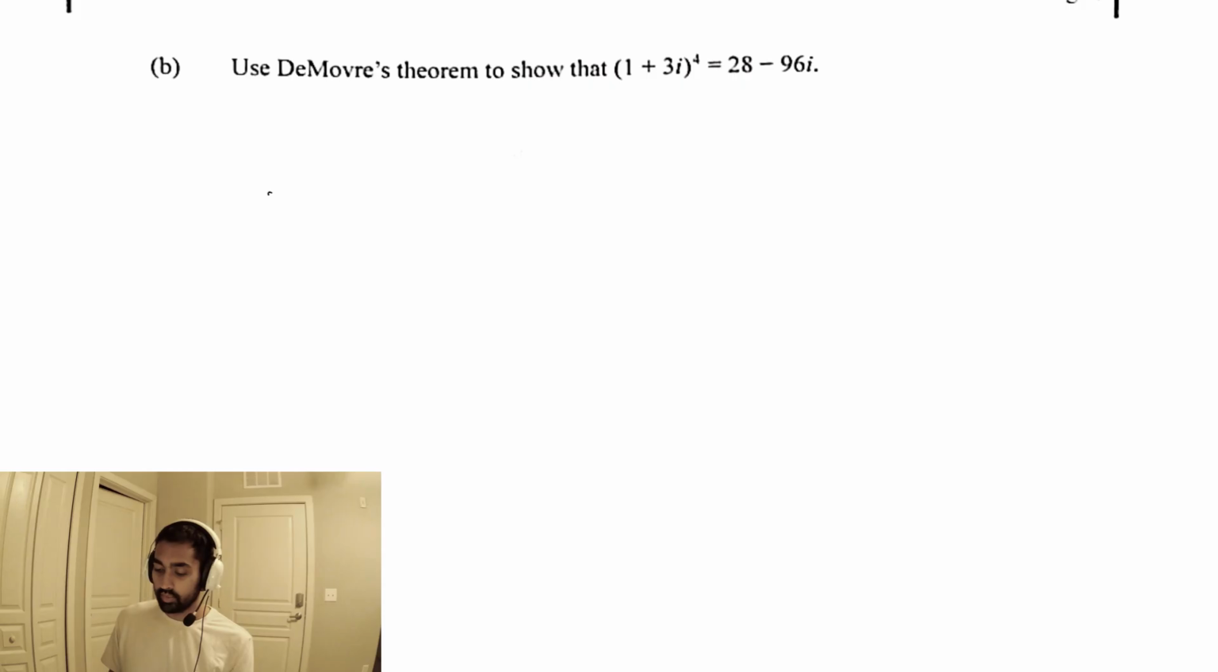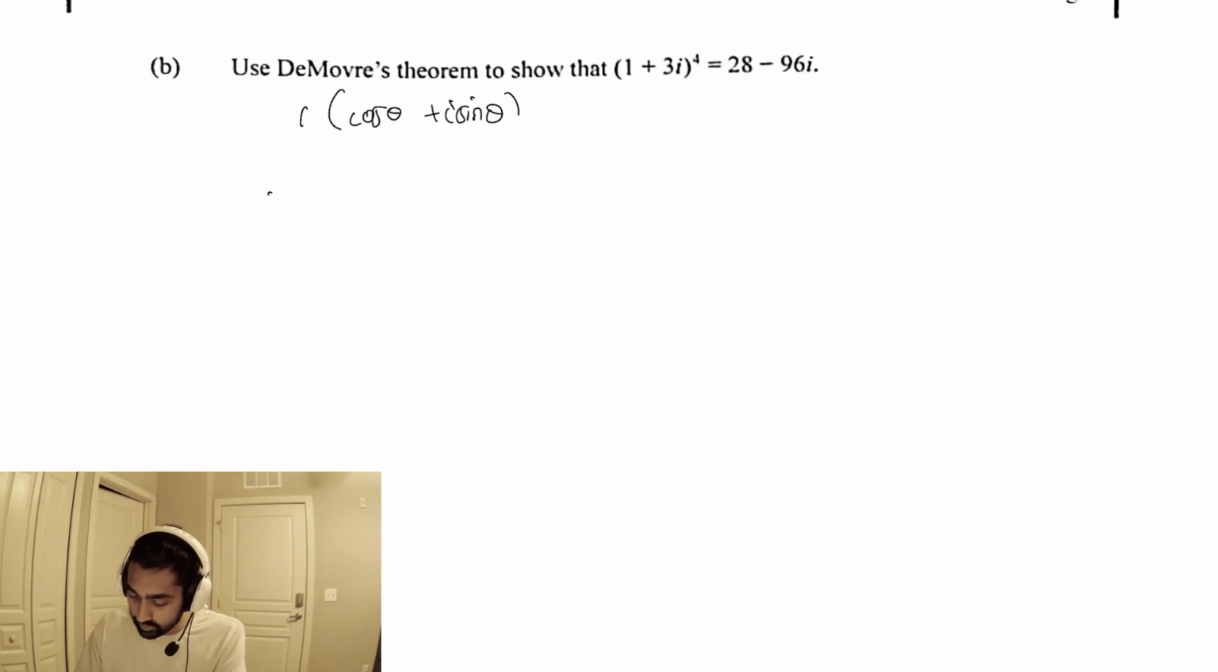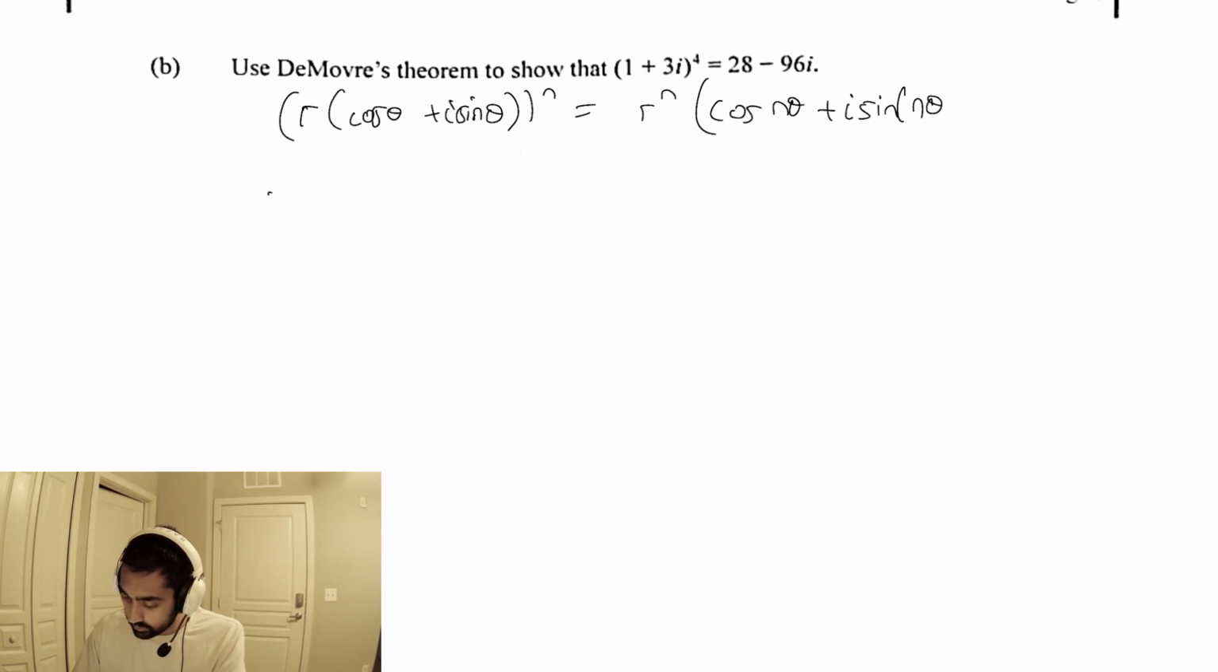Part B asks us to use de Moivre's theorem to show that (1 plus 3i) to the 4 is equal to 28 minus 96i. First thing we should do is recall what de Moivre's theorem says. De Moivre's theorem says if you have r times (cosine theta plus i sine theta) to the n, that's equal to r to the n times (cosine n theta plus i sine n theta).